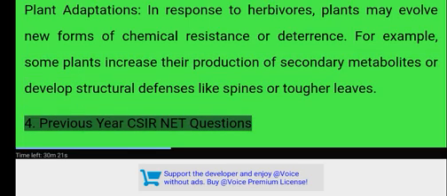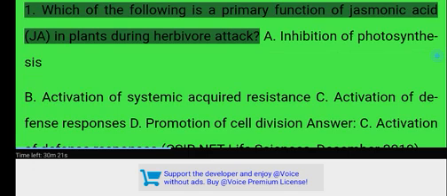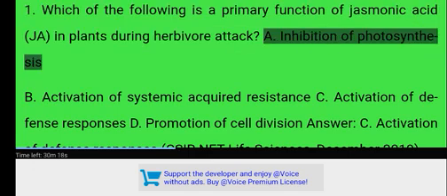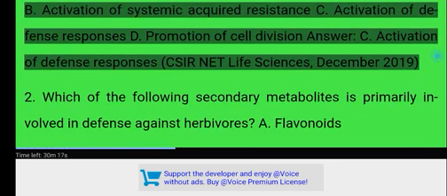4. Previous year CSIR NET questions. 1. Which of the following is the primary function of jasmonic acid (JA) in plants during herbivore attack? A. Inhibition of photosynthesis. B. Activation of systemic acquired resistance. C. Activation of defense responses. D. Promotion of cell division. Answer: C. Activation of defense responses. CSIR NET Life Sciences, December 2019.